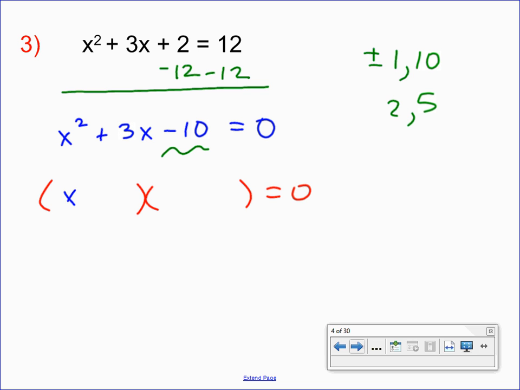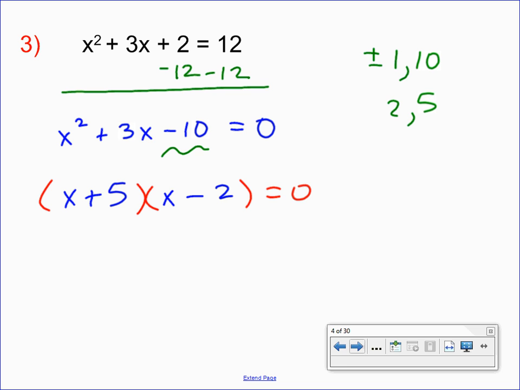x plus 5, x minus 2. x plus 5 and x minus 2. Raise your hand if you agree with Kendall. x plus 5 and x minus 2. Good job. My outer product, negative 2x, when combined with my inner product, plus 5x, sums to give me the middle term, plus 3x. Nice job.